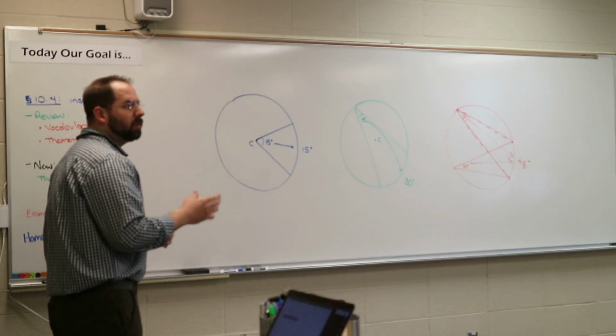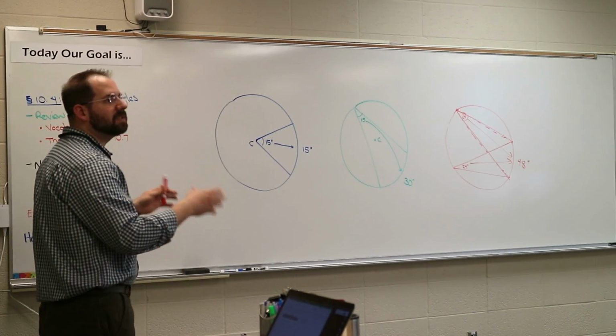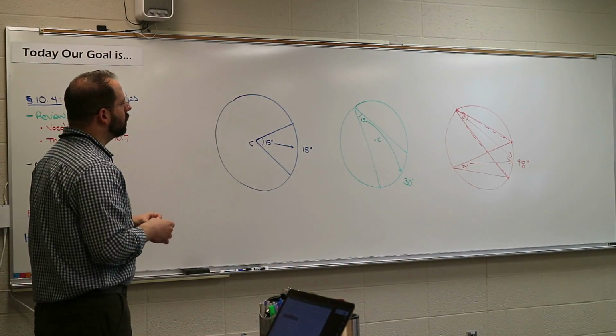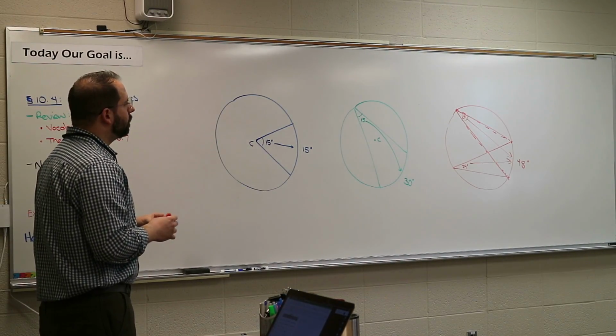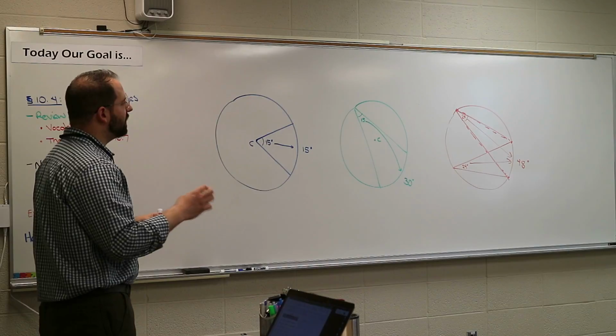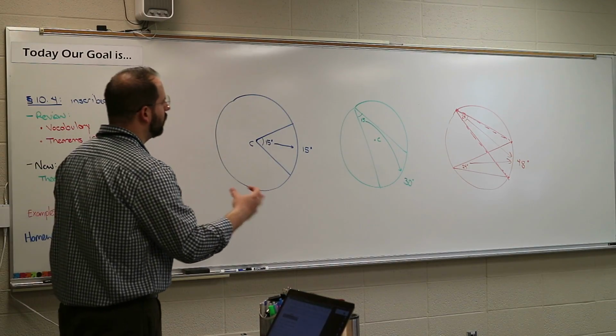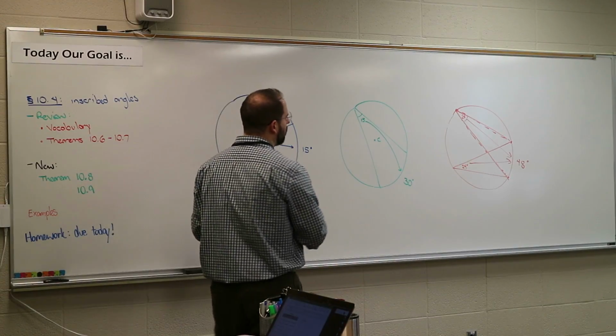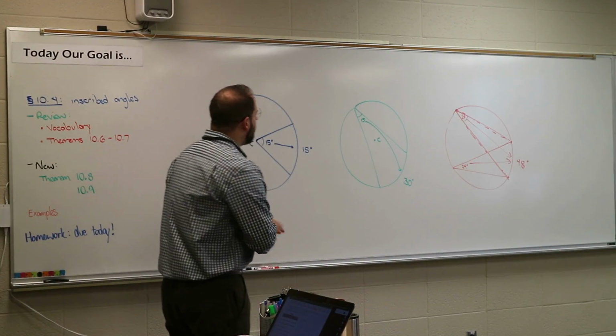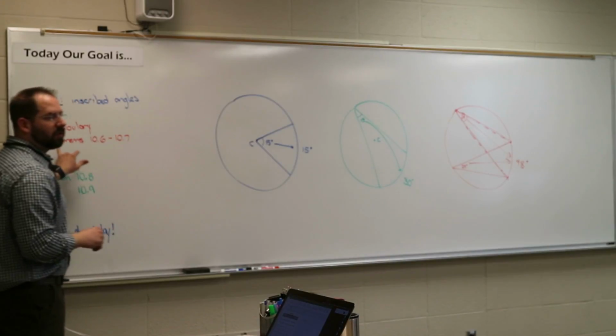Questions about that theorem? That was theorem 10.7. So two inscribed angles that intercept the same arc are the same angle. They're congruent to each other. They're equal, so 24 and 24. Okay. Questions with any of the stuff from yesterday?